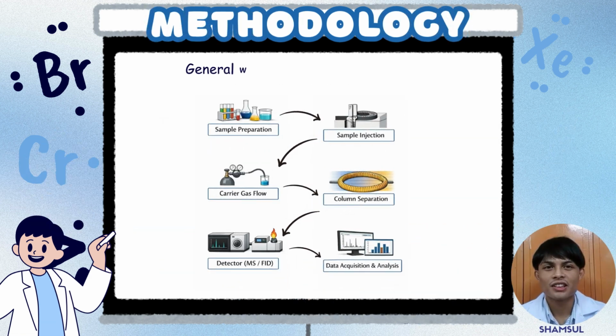Next, here is the general workflow for gas chromatography mass spectroscopy and gas chromatography flame ionization detector. The process starts with the sample preparation, followed by sample injection and carrier gas flow. Then it proceeds to column separation and reaches the detector, which is either the mass spectroscopy or flame ionization detector. Lastly, the process concludes with the data acquisition and analysis.